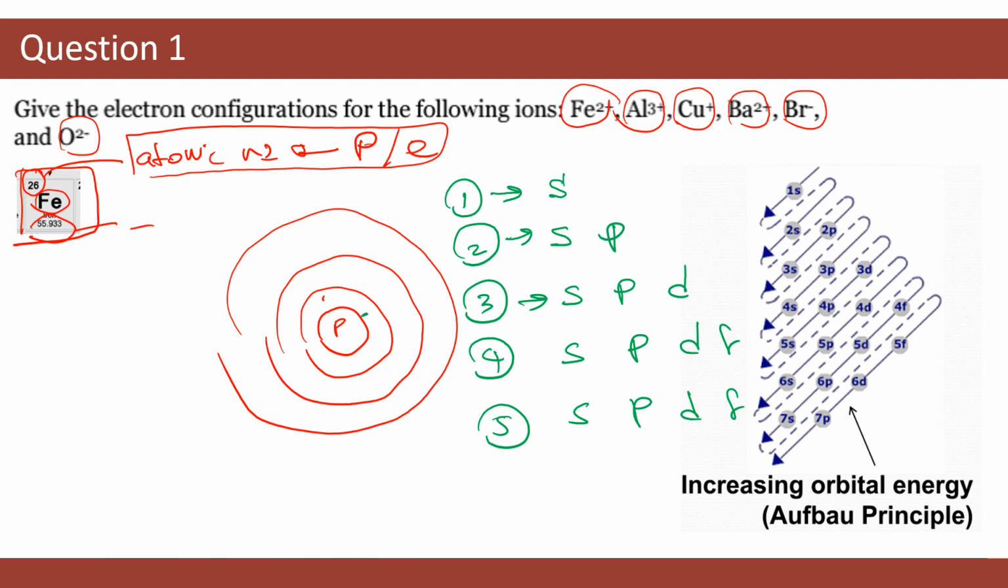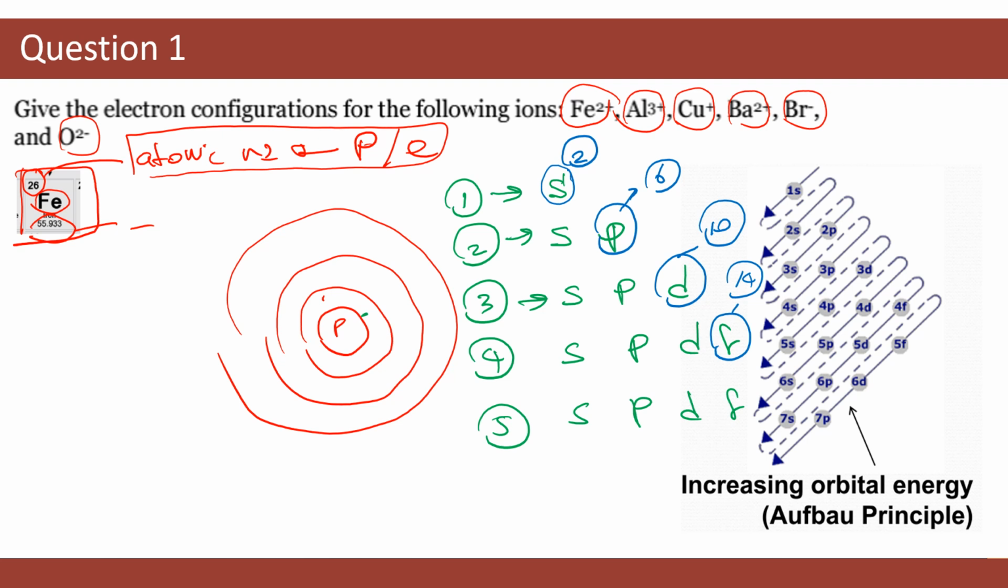So how many electrons can S hold? This subshell can hold a maximum of 2 electrons. P can hold up to how many? 6. D can hold up to 10, and F can hold up to 14. So this is the maximum number of electrons that these subshells can hold.